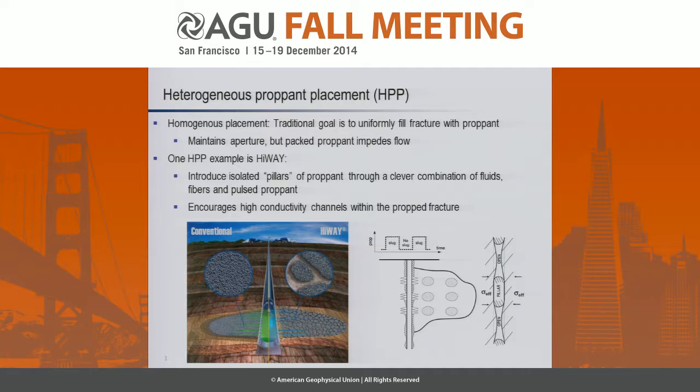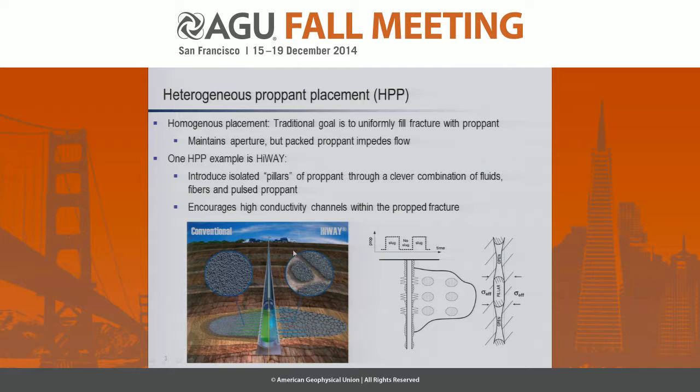The traditional wisdom, if you will, for placing proppant within a fracture was that we should attempt to place it as homogeneously as possible, as is shown on the bottom left of this figure. And the goal was to maintain aperture. But as you might imagine, a consequence of a uniform distribution of proppant is that you now have a solid pack of granular material that you have to produce fluids back through.